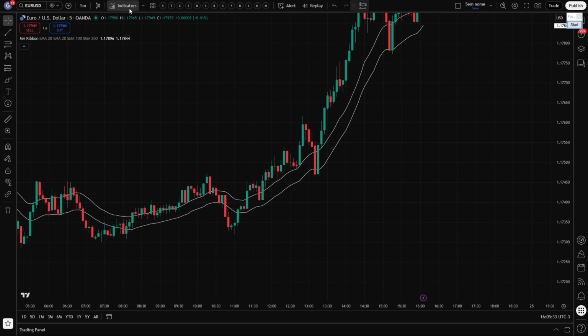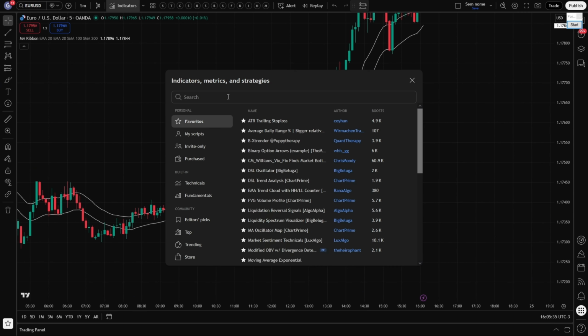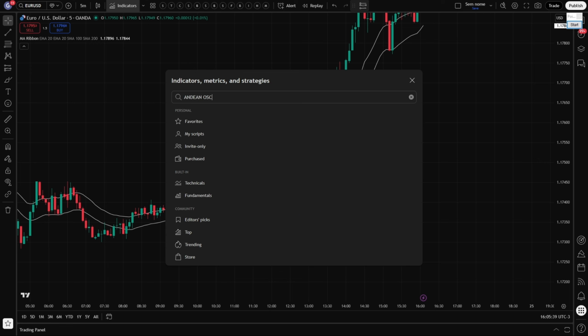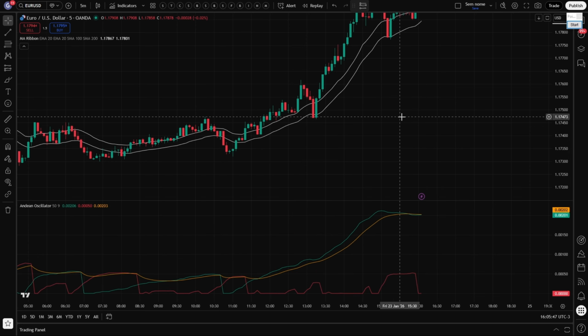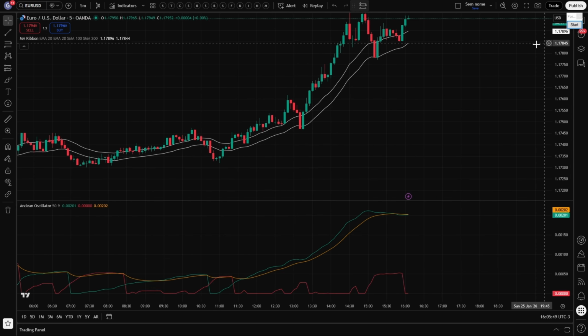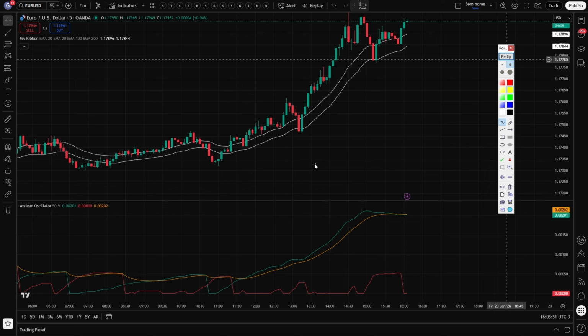And the next indicator that we're going to put here, again in indicators, is the Andean oscillator. We'll be selecting this option here from Alex Groover. And the Andean oscillator will appear. Let us understand how the indicators work here.